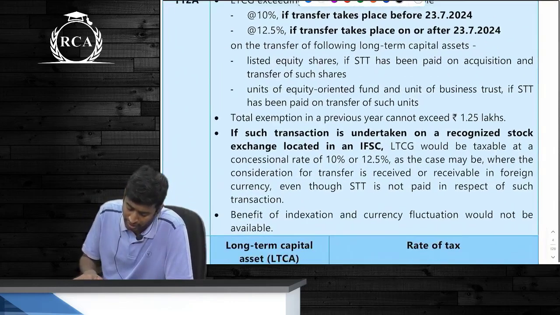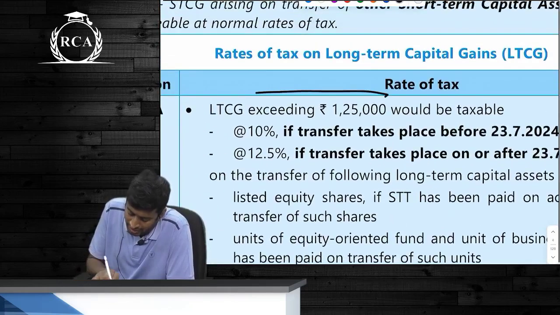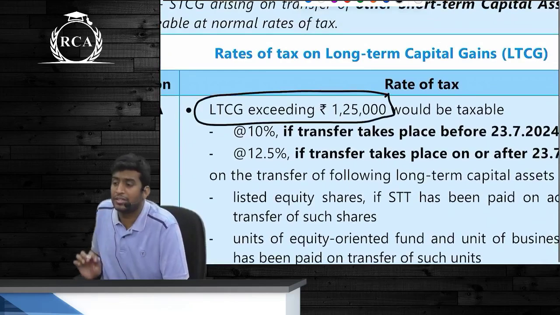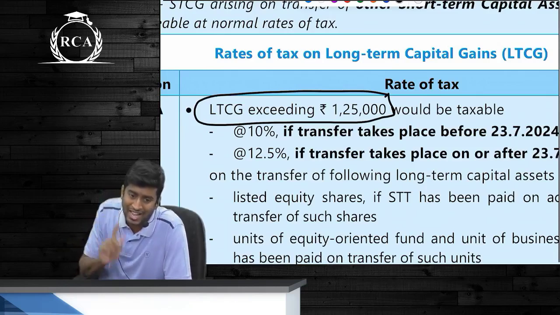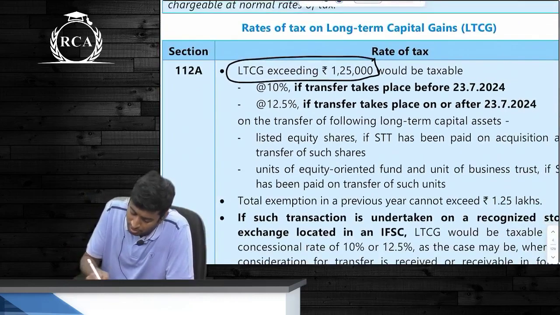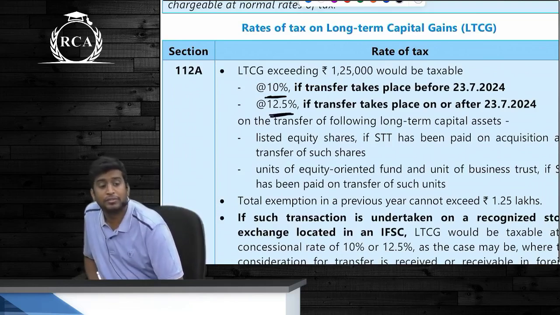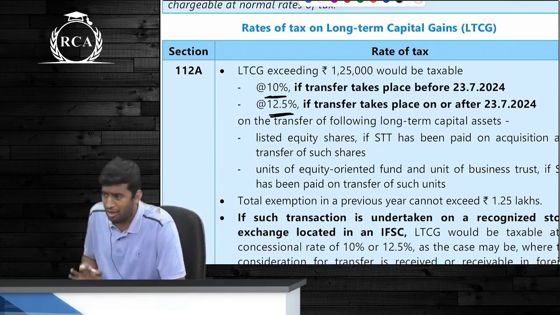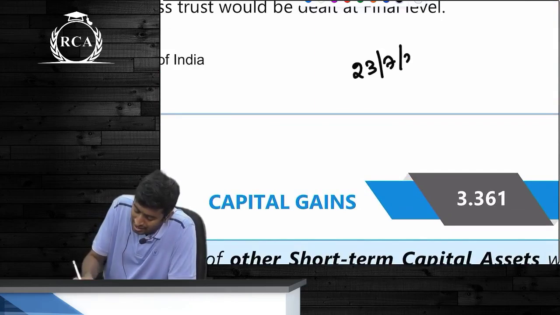Then 112A, see what is being read, long term gain exceeding one. Before, when we discussed in the session, it was only 1 lakh and the tax rate was only one rate, 10%. Here how much are they giving, look in the book, 10, 12.5. 10 if it's sold before the budget, 12.5 if sold after. Use your brains now. When did this amendment come? Okay, leave that.